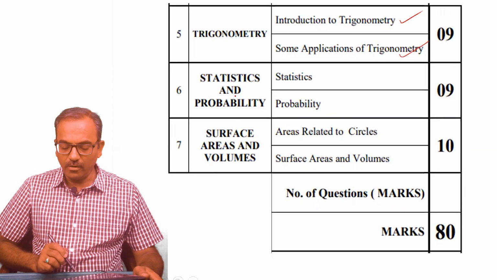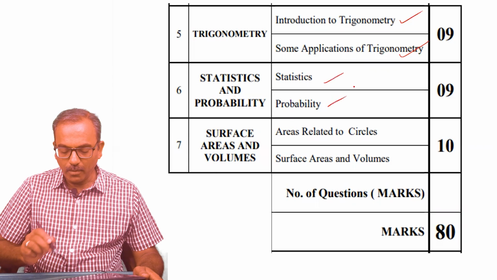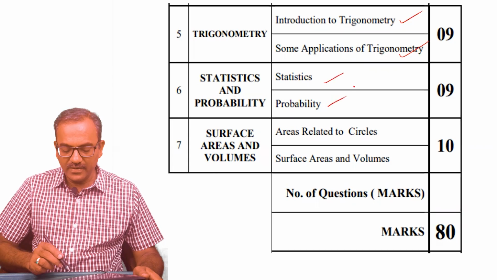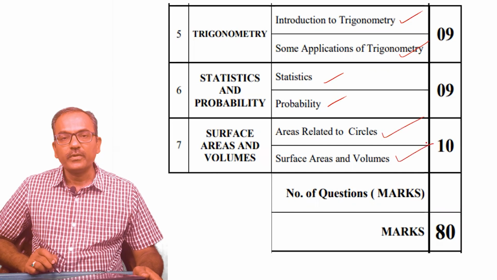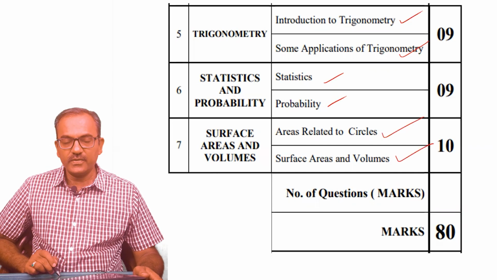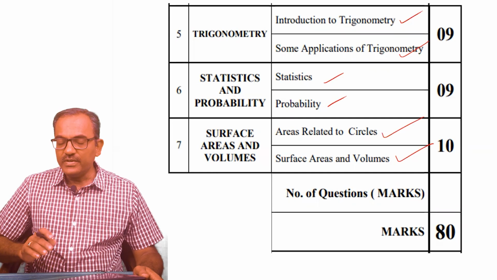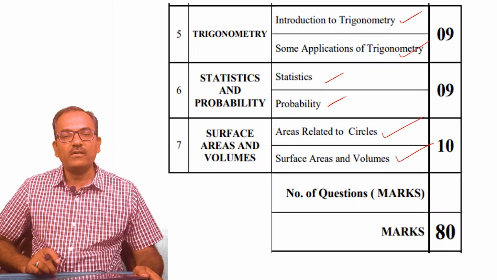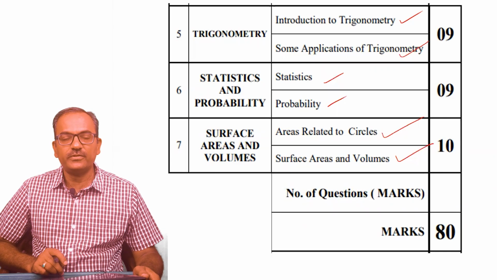Statistics and probability comprise 2 lessons, which are statistics and probability. And ultimately we have surface area and volume, and here we have only 2 lessons, areas related to circles and surface area and volume. So we shall dig deeper into these concepts once we finish all the syllabus and all the chapters. Once you gain confidence in the chapters, then we can switch over to the question paper pattern and the theme representation.